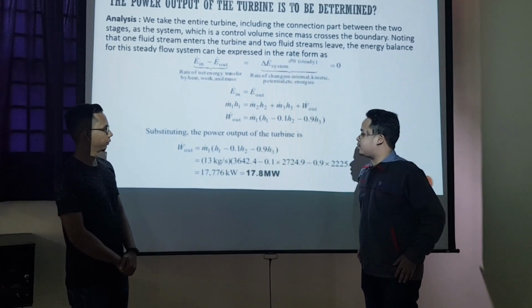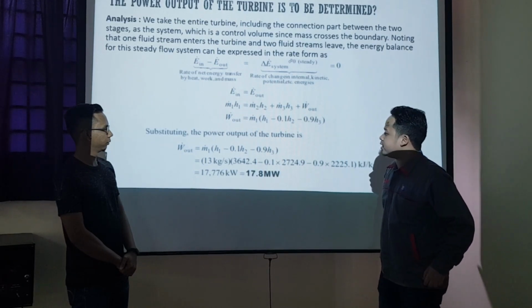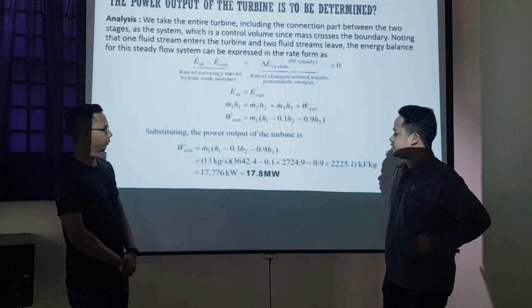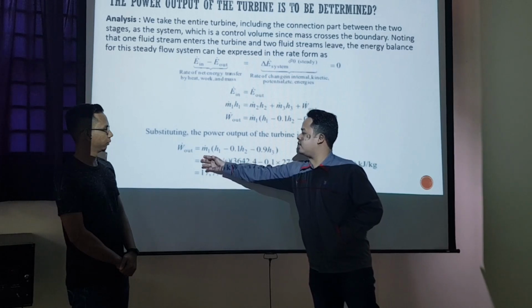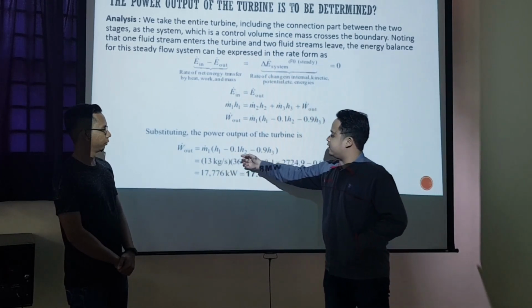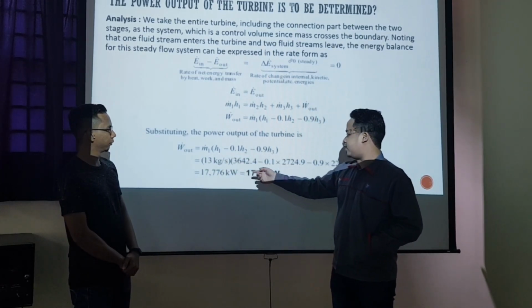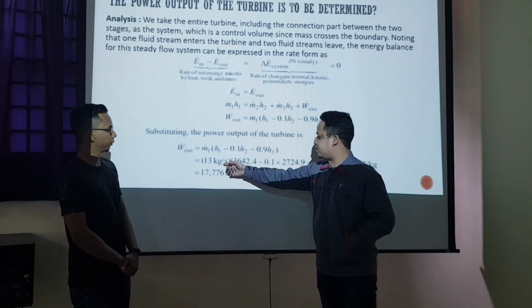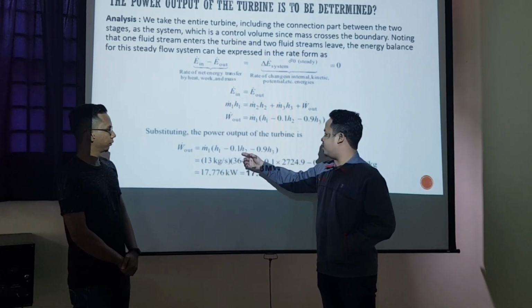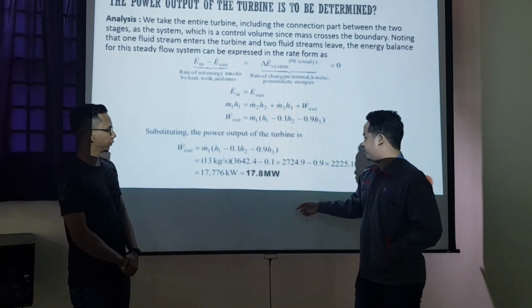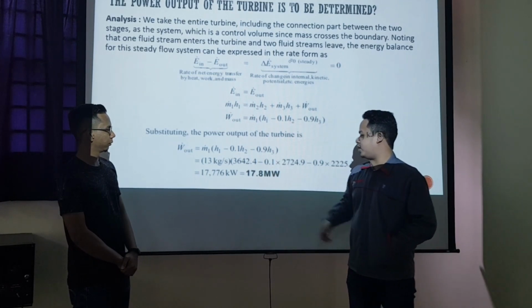Next, substituting, the power output of the turbine is this, and then by substituting the h values, we get the answer 17.8 megawatt.